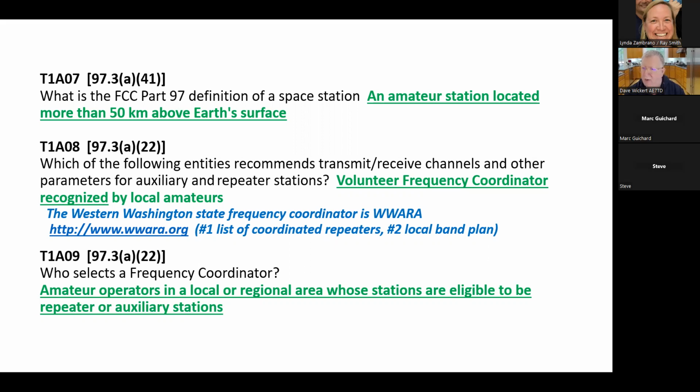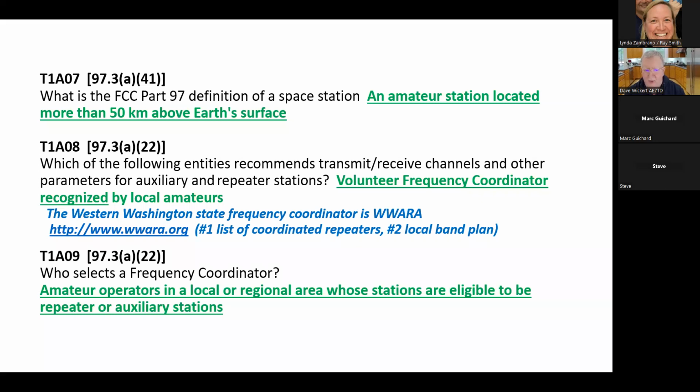Typically, a frequency coordinator is done at the state level. Depending on how the state is geographically organized, you may have more than one frequency coordinator for a state. For example, here in Washington State, I live in Western Washington outside of Seattle, and there is an organization called the Western Washington Amateur Relay Association that handles frequency coordination all through Western Washington. There's a different group out in Spokane that handles Eastern Washington. East of the Cascades is Eastern Washington, west of the Cascade Mountains is Western Washington.